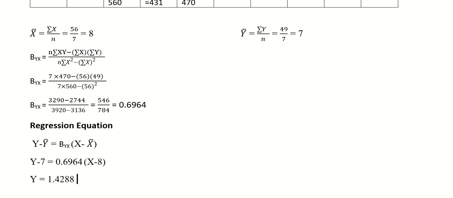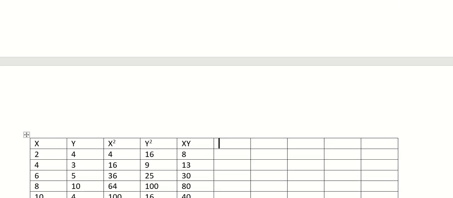1.4288 plus 0.6964 x, right? So this is the equation we have obtained. Now with the help of this equation we will calculate yc, right? yc stands for computed y on the basis of regression line. So now we will calculate yc.